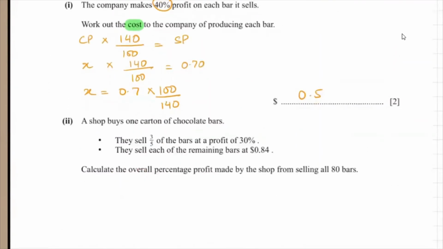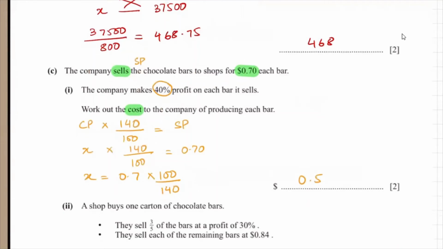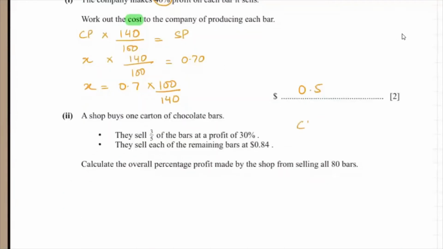Then the question says a shop buys 1 carton of chocolate bars. They sell 3/5 of the bars at a profit of 30%. So first of all, let's go back to the question. The question says a shop buys 1 carton of chocolate bars. Now they've already told us that 0.7 is the selling price. So whoever this person was had the cost price of 0.7. So now the cost price I have is 0.7. Please note this down, okay? This is 0.7, which is my cost price.